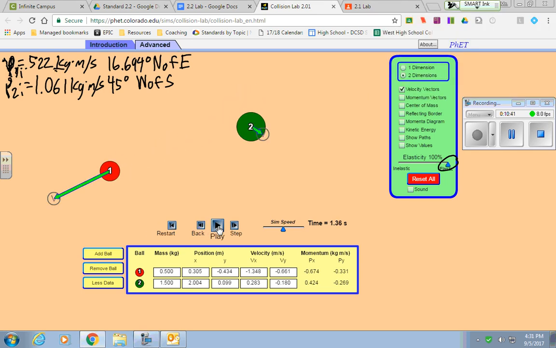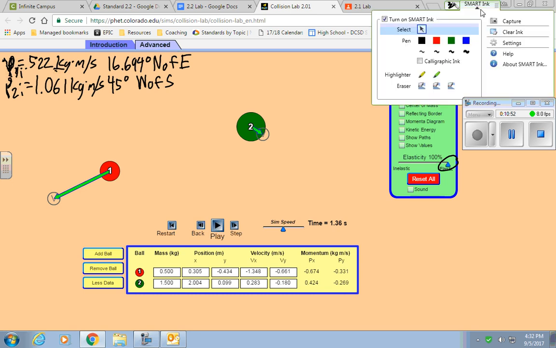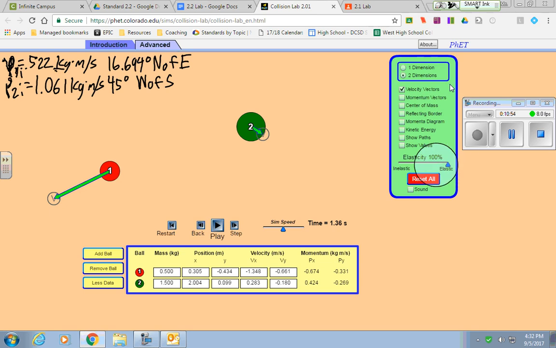Okay. So now we have them collided, and now they have new momentums because they've collided with each other. And so we can solve using the new values for this. What I want to find is the momentum of object 1, the final momentum.